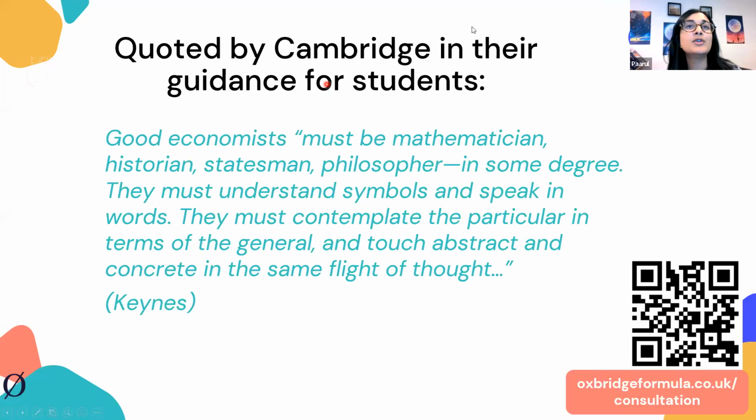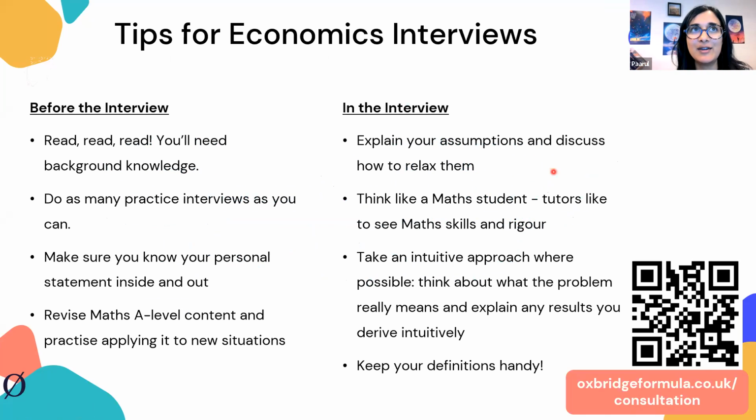Cambridge says, good economists, quote, must be a mathematician, historian, statesman, philosopher in some degree. They must understand symbols and speak in words. They must contemplate the particular in terms of the general and touch abstract and concrete in the same flight of thought. Sorry, that was Keynes that said that. And Cambridge actually quotes him on their website. So let's have a quick look.